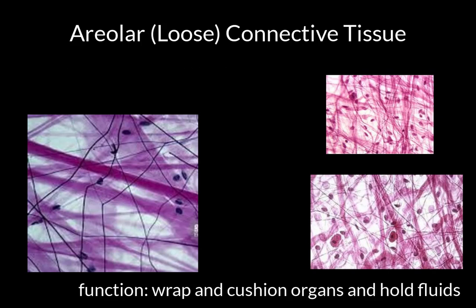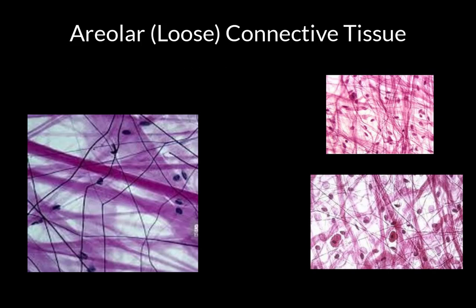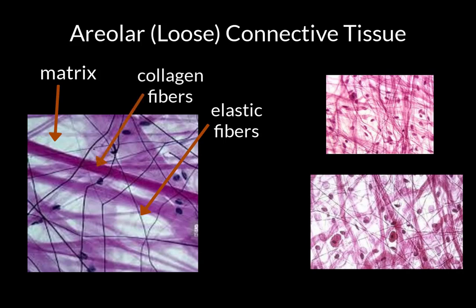So if we look at the structure of it, you have this gel-like matrix that has cells and fibers dispersed into it. There are elastic fibers, which are the thinner kind of hair-like fibers, and collagen fibers, which are the thicker pink fibers. There's also fibroblasts. Fibroblasts function to basically produce the major components of the extracellular matrix.